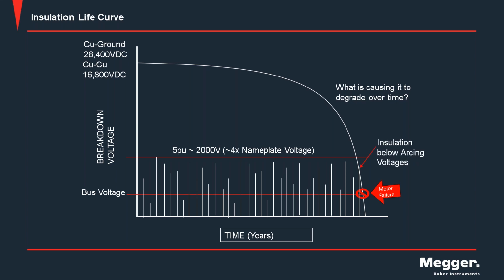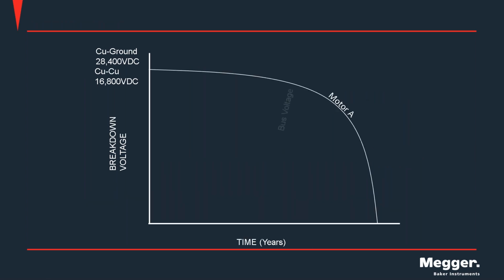Okay, and so when the insulation drops below that switching voltage surge level, then we get internal arcing, and that's the stress that's going to cause that insulation to degrade more rapidly at the end of its life. So another thing to keep in mind is that the rate at which this motor's insulation is going to degrade is going to be based on its environment.